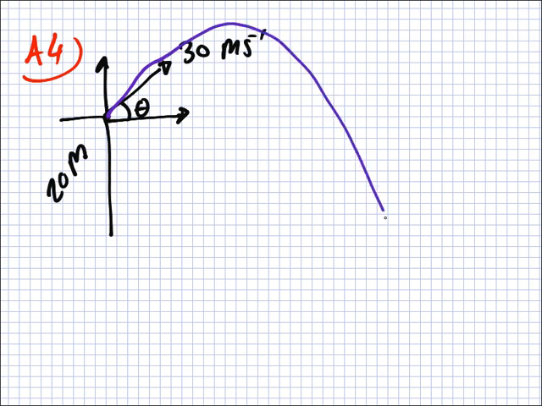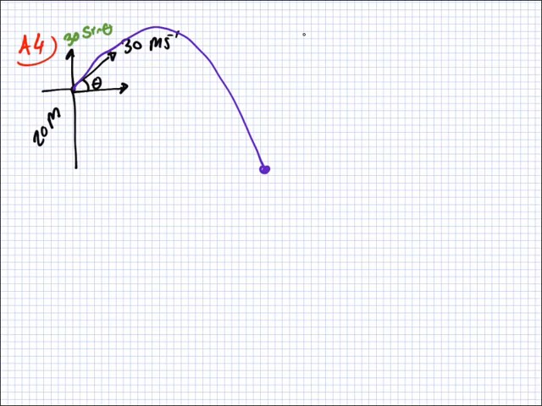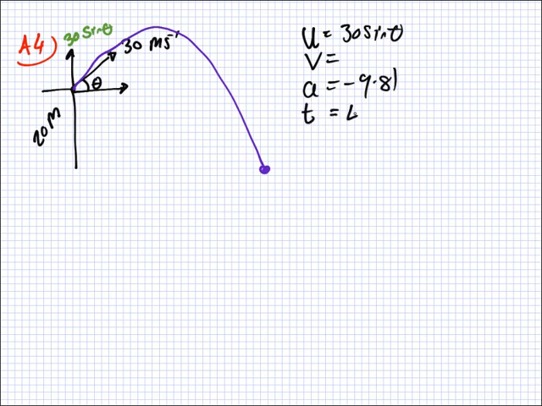So it goes up and down like this. This here is 30 sine theta, but we don't know the theta, do we? The first question is to find the theta. So, we'll start off with u equals 30 sine theta. v we don't know. a is minus 9.81. t we do know, it's 4. And s we do know. Minus 20, isn't it?